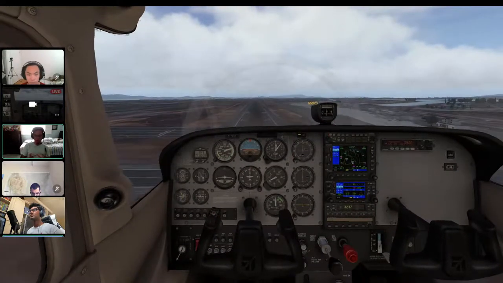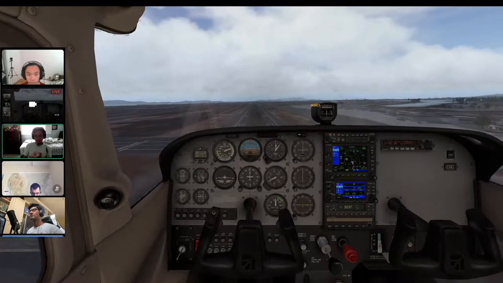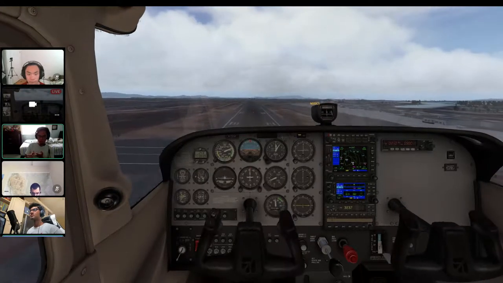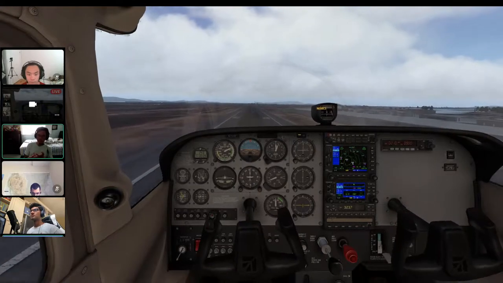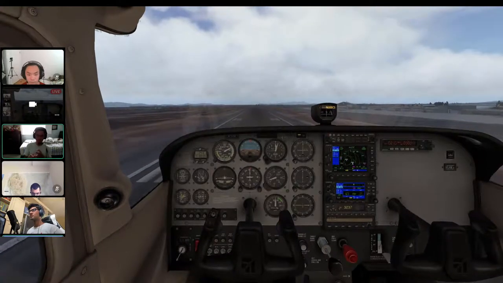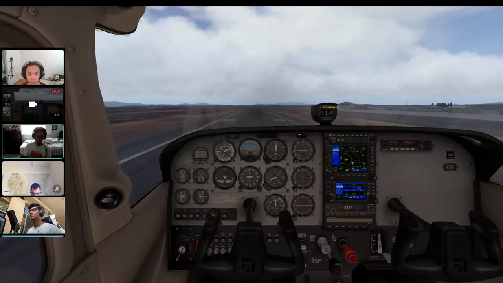So I went over touch and go and stop and go, and then the instrument approach variant is called a low approach, where they fly over the airport at 200 feet. They're not going to land or do a touch and go. They're just going to fly over the airport at 200 feet. That's called a low approach.